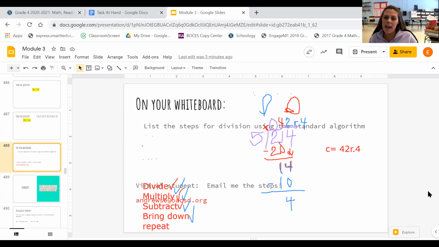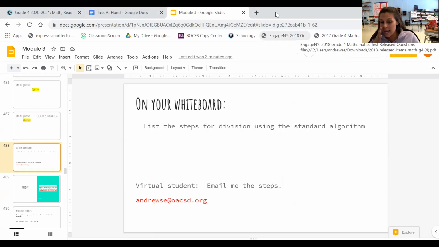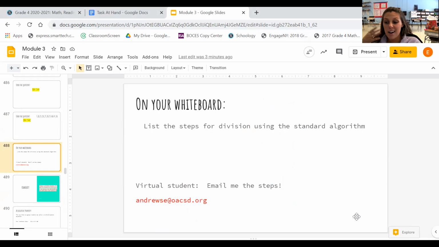What I'd like you to do now for your exit ticket today, all you have to do, if you're in your classroom, you're just going to show your classroom teacher. You don't have to email me or anything. You're just going to list the steps for division. What are those steps that we do to divide using the standard algorithm? If you're virtual or at home today, can you just email me, hey, Mrs. Andrews, the steps for dividing using the standard algorithm are, and then tell me those steps.